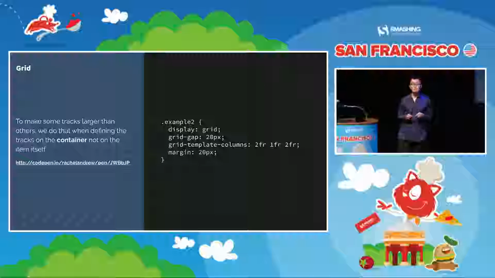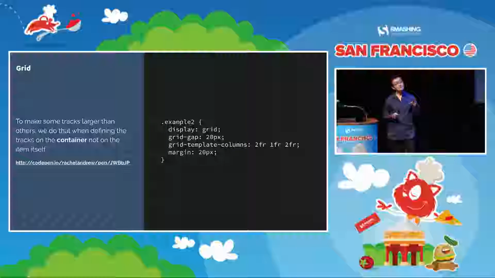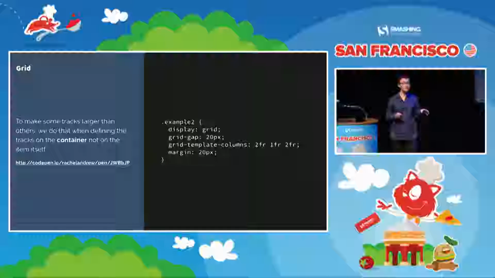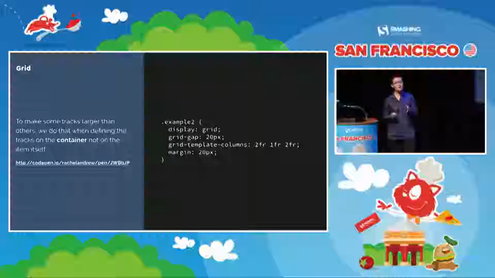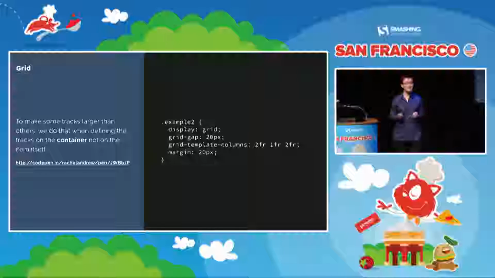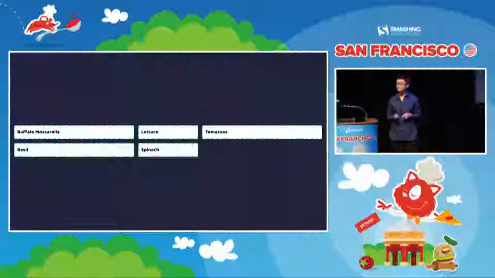And if we'd like some of those tracks larger than others, again, we define that when we create the tracks rather than putting anything on the item as we would with Flexbox. So here I've got a track of 2fr, one of 1fr, and one of 2fr. The available space is divided into five and then shared out in proportion. Again, nothing is added to the items, it's added to the tracks. The items just fit in.